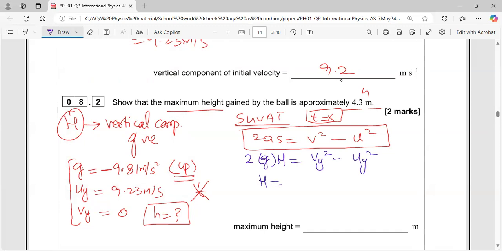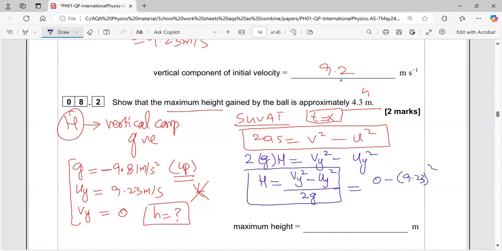And before plugging in the values, the best practice is always to make the equation like this, then plug in the values. This will save a lot of time. So vy is 0, uy is 9.23, and then do 2 into minus 9.81. So when you do this, you will get your answer as around 4.31 meters.